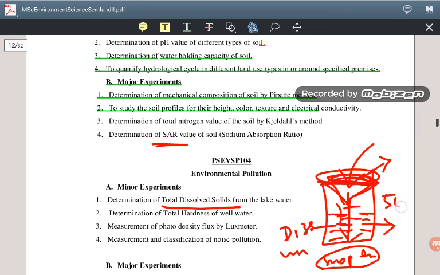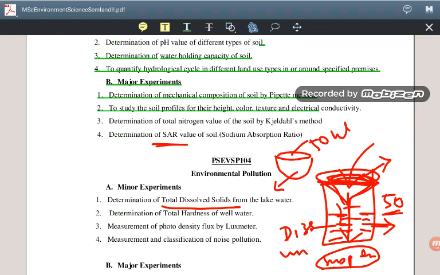First we have to take the 50 ml of the water sample, then we have to filter it, and after filtering we have to take this 50 ml in a china dish, or petri dish as we call it. So in this china dish we have to add this filtered 50 ml of the water. But before adding, we have to first wipe it out, clean it, and then weigh it.